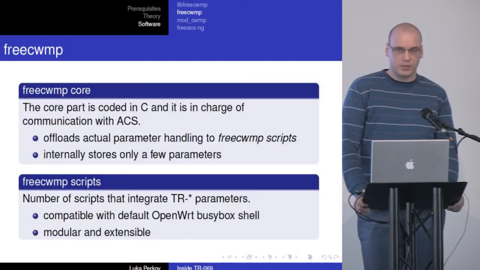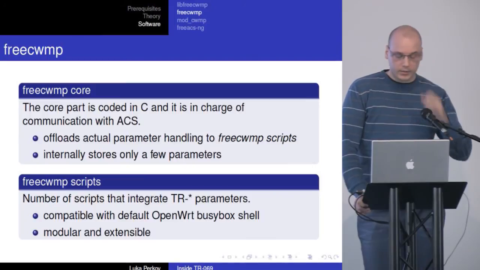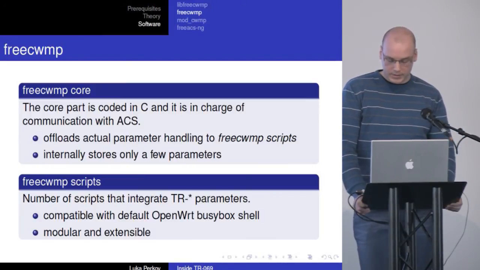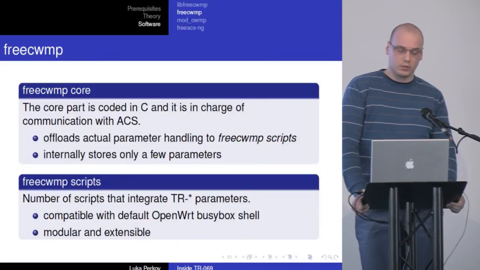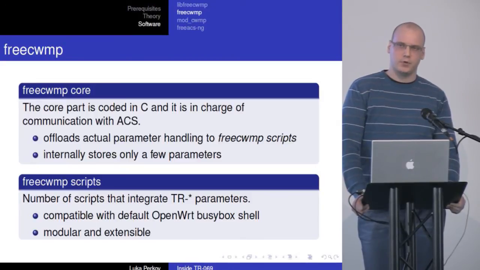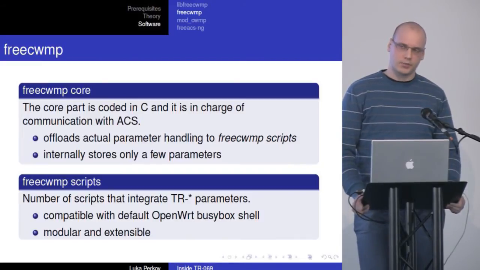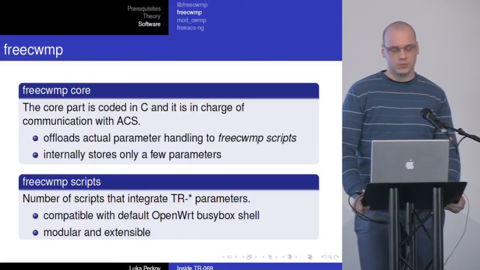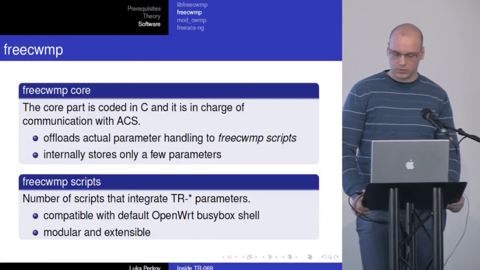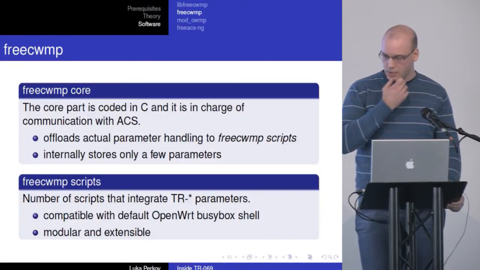freeCVMP scripts must be compatible with the default OpenWRT BusyBox shell, and they are modular and you can easily extend them. What I'm currently doing is reworking the way this works, because if you look at the implementation, for each parameter I actually fork a new process and run a shell script from the start. This takes a bit longer on a CPE device to run.